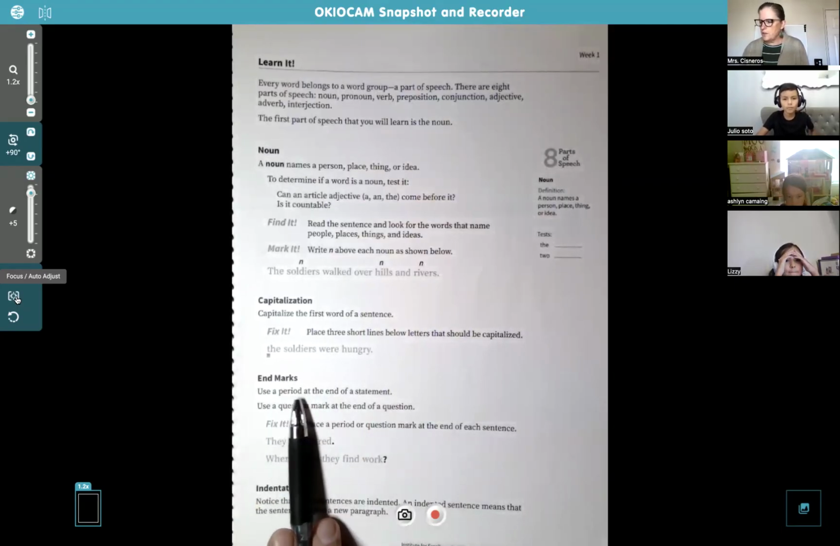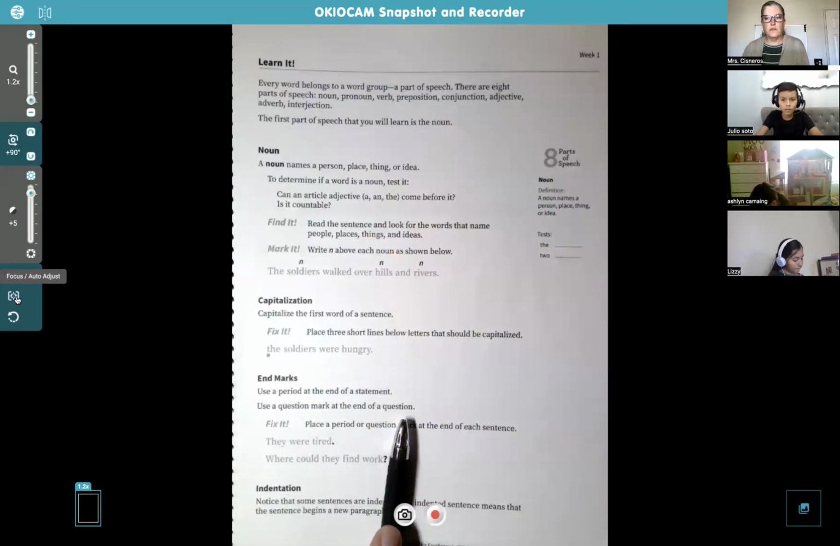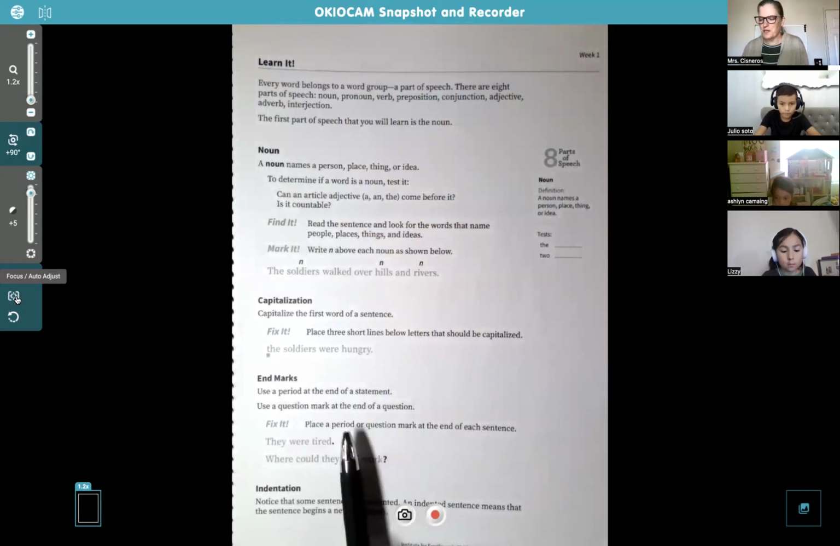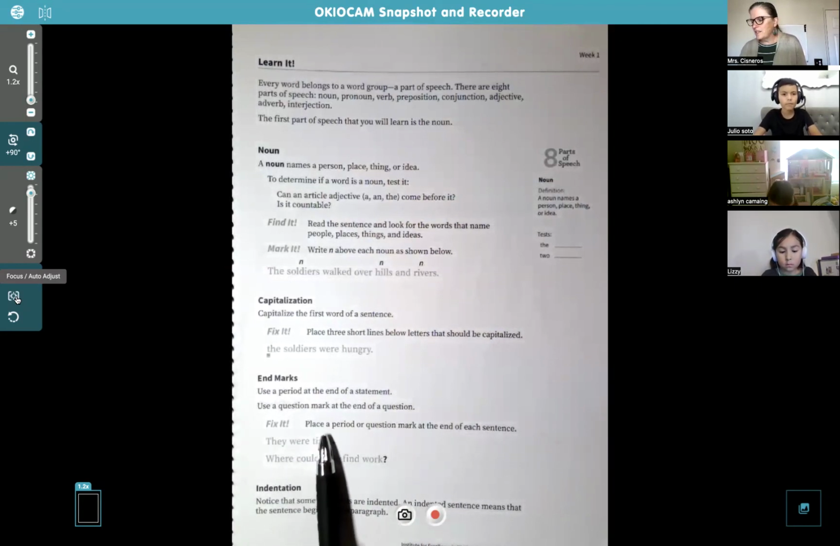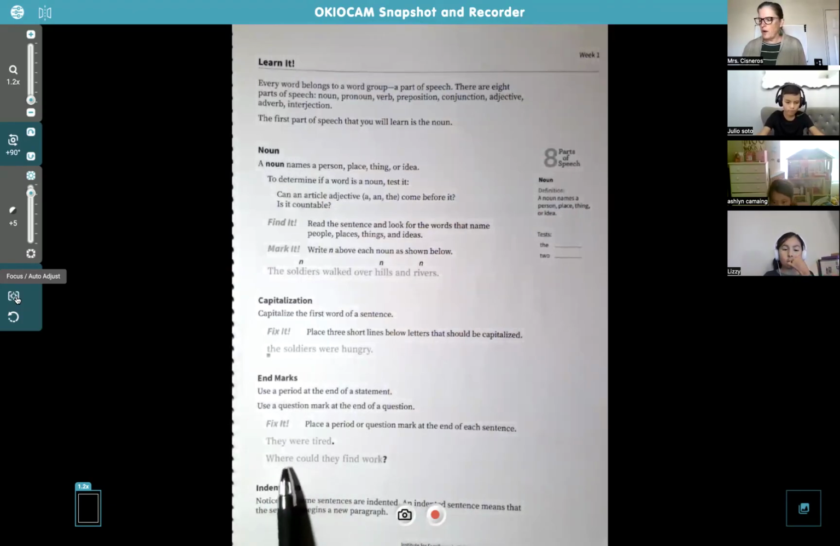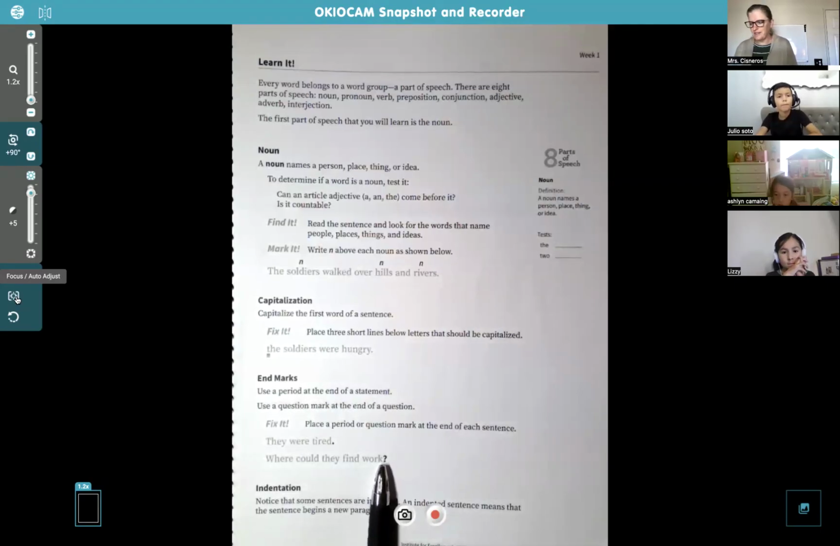Very good. Use a period at the end of a statement. Use a question mark at the end of a question. And then sometimes we are excited about something and we say things like, watch out, or here we go, or something like that. You're going to use an exclamation point when you're excited about something. So it says place a period or question mark at the end of each sentence. They were tired, period. Just add it to the sentence. And then where did they find work? Question mark. You're just going to add it to the sentence because they're going to leave it off on purpose. And you have to figure out which one it is.